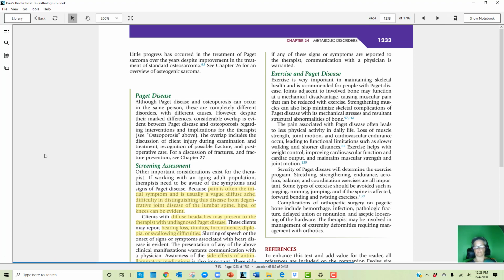Exercise and Paget disease. Exercise is very important in maintaining skeletal health and is recommended for people with Paget disease. Joints adjacent to involved bone may function at a mechanical disadvantage, causing muscular pain that can be reduced with exercise. Strengthening muscles can also help minimize skeletal complications of Paget disease with its mechanical stresses and resultant structural abnormalities of bone. The pain associated with Paget disease often leads to less physical activity in daily life.